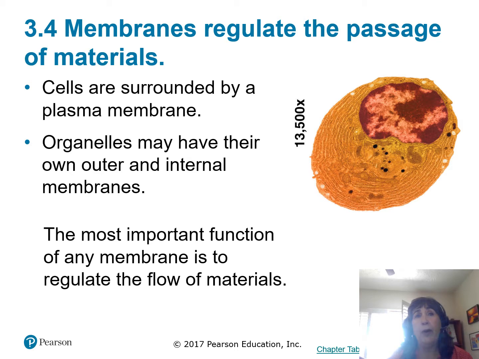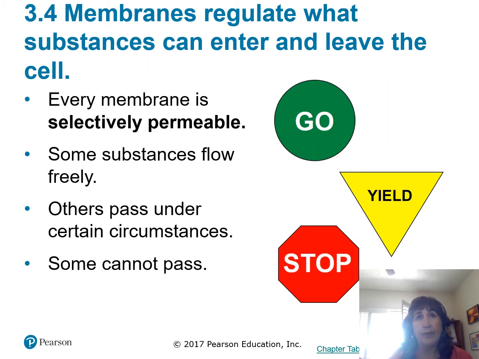So the plasma membrane regulates the flow of materials. So this flow of materials, some materials can get in and some can't. And this is called selective permeability. That is, some molecules can freely move in and some cannot. So there's a go, a stop, or yield. You know what this reminds me of? It sort of reminds me of a gated community. Some of the cars get to go in, and some of the cars are kept outside. So selective permeability.